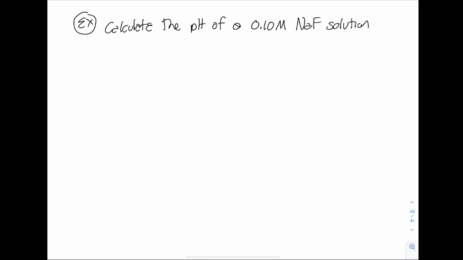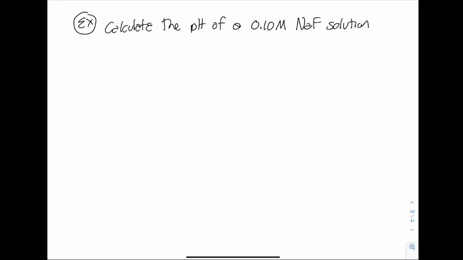We do need an equilibrium constant for this. I'm just going to give that to us after. I want us to think through this problem first. The first part is we need to figure out what part of that salt is going to react with water. And then we need to write that reaction and set up an ice table.